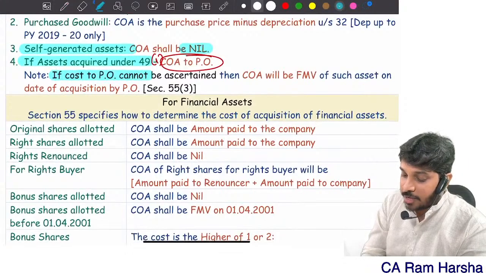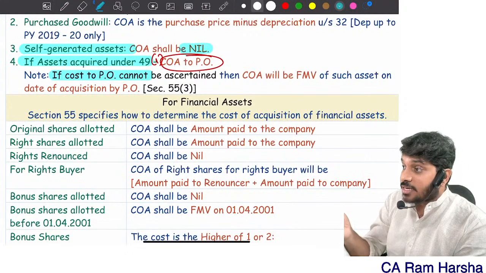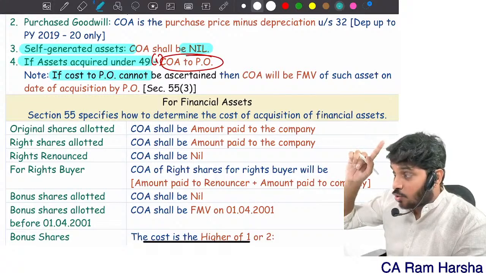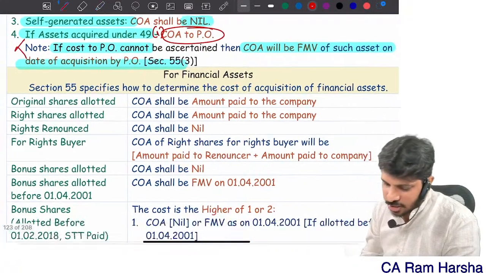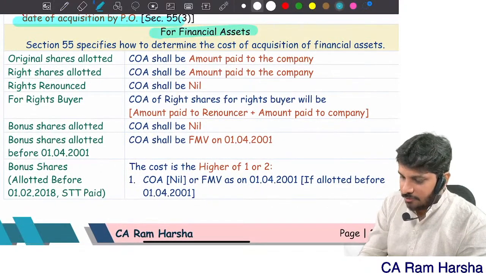Suppose you are unable to ascertain the previous owner's cost, when he acquired this asset, check it out. That time market value, take it, which is very rare, not that important. That note point is getting it. Then, financial assets.